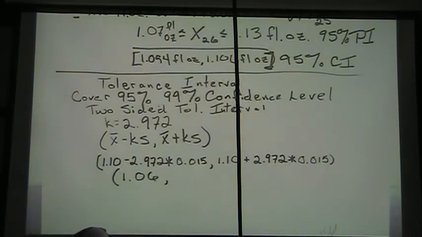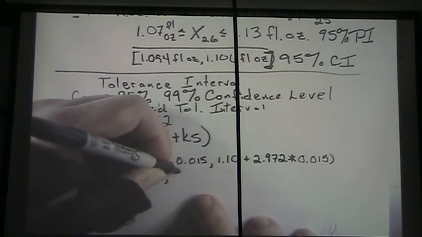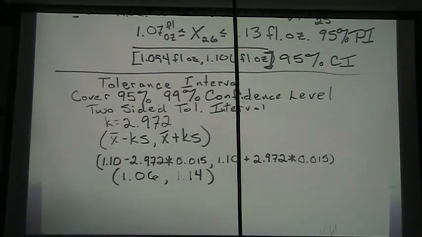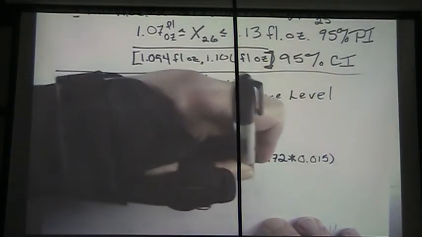And my upper side, calculate that real fast, 1.10 plus 2.972 times 0.015. And we enter that, we get 1.14458, so I'm going to put it down as 1.14. All right, so again, that's two-sided.